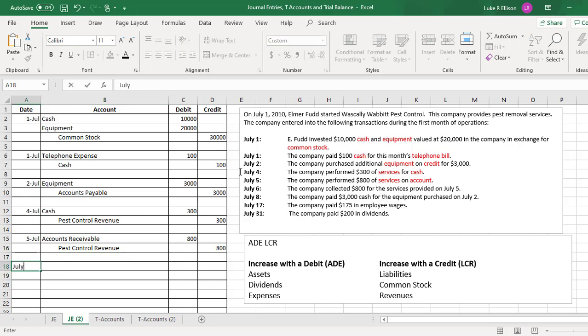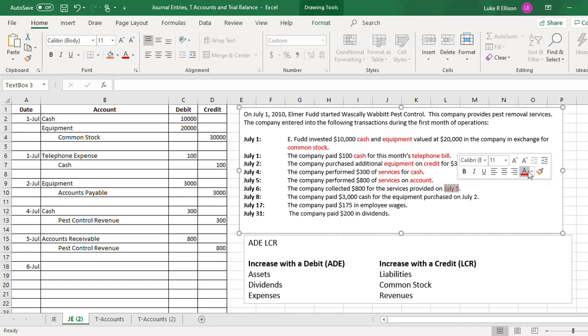Okay, so on July 6th, we've got the company collected $800 for the services provided on July 5th. So this is a little bit tricky when you have a transaction that refers back to a previous transaction. The important part is actually going to be this date, because we're going to have to look back at July 5th here in just a minute. And the other part is going to be that we collected the $800. Now the reason why the services are not important this time is because these are services that were performed previously, one day before, right? So therefore we don't need to record anything related to service revenue again, because that was for services on a previous date that were already recorded.